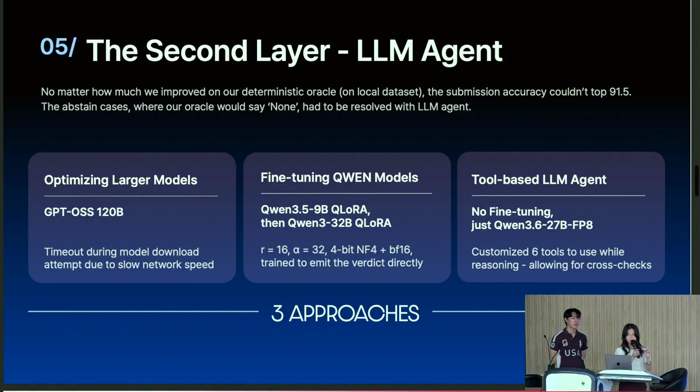The first being, we tried to optimize larger models that weren't provided to us within the skeleton or the submission server. So we tried to optimize GPT OSS 120 billion, which didn't really work out because of the network speed of the submission server. The second approach we took was to fine-tune the Qwen models that were provided to us. The third approach was to try a tool-based LLM agent without fine-tuning, using just Qwen 3.6, and we customized 6 tools to use while reasoning. To give a little spoiler first, the third approach is what we took at the end of the day, and let me explain to you why the second approach didn't work out.